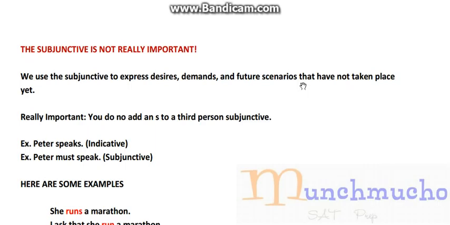Example, we say Peter speaks. Peter speaks now. Peter speaks softly. And if we're going to say the subjunctive form, we're going to say Peter must speak. We're not going to say Peter must speaks. Okay? So whenever we're going to express desires, demands, and future scenarios, we do not add an S to the third person. And also, take a look at the first sentence over here. Peter speaks. That's the indicative. We're telling something. We're communicating information. We're indicating a fact or an opinion. But in the second one, we're indicating desire, demand, a future scenario.